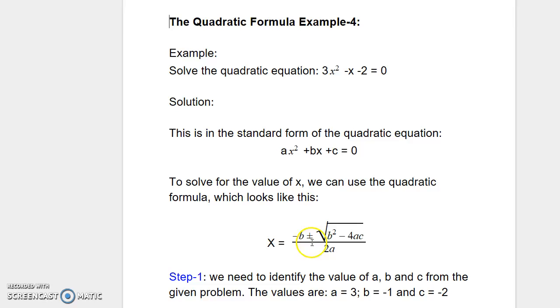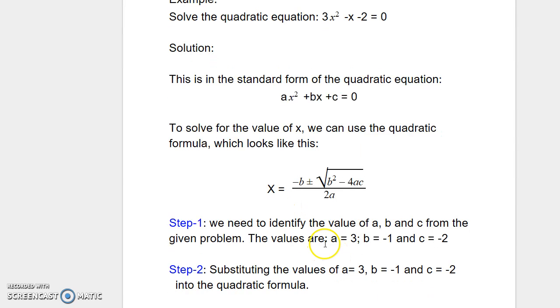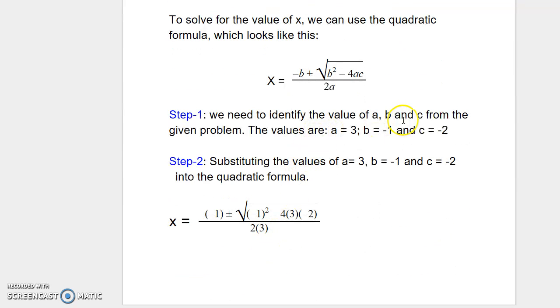The quadratic formula is stated as follows: x equals minus b plus or minus the square root of b squared minus 4ac, the whole thing divided by 2a. As a first step, let us identify the values of a, b, and c. The value of a is 3, the value of b, the coefficient of x, is -1, and the value of c is -2. So as the first step, we have identified the values.